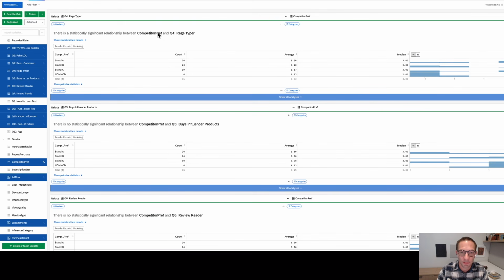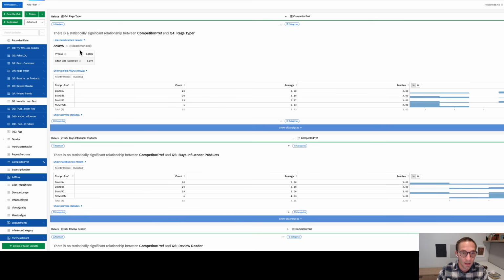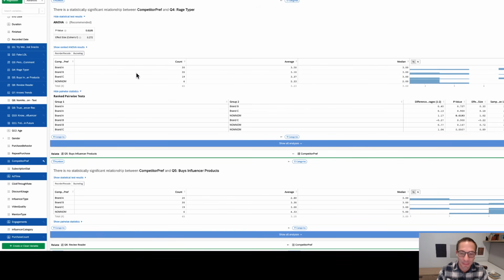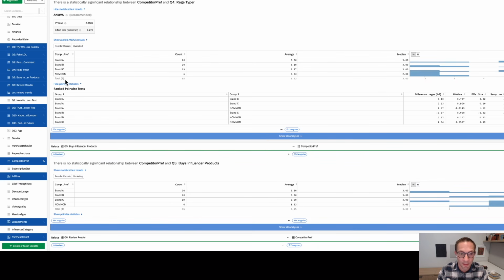So there is a significant relationship between competitor preference and rage typer, so the likelihood that they rage type. Here are our averages. It seems like brand A is high. The sentence says it's significant. We can click here, there's our p-value. We're good. But I don't know, for instance, if 3.5 is statistically higher than brand C with an average of 3.37. I don't know if brand A outperformed brand B in the likelihood they rage type, I guess. And so I click on the pairwise comparison table.